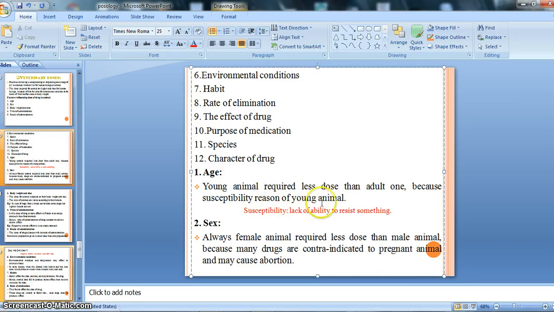So there is an influence on doses. Now the second factor is sex. Female animals require a lesser dose than male animals, because many drugs are contraindicated in pregnant animals and may cause abortion. Various kinds of drugs are contraindicated in female pregnant animals, because a contraindicated drug can cause abortion.